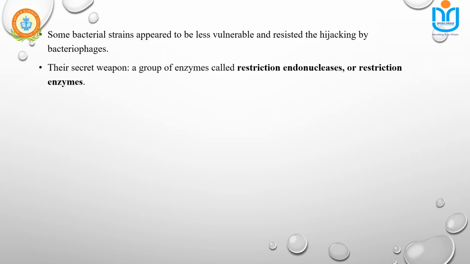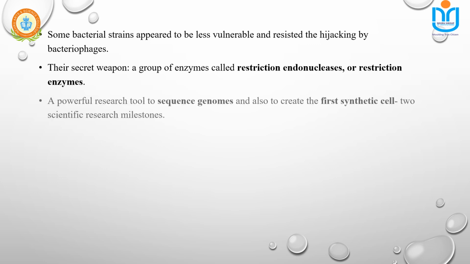When they had a deeper look into the self-defense mechanisms of these bacteriophage-resistant bacteria, it revealed that a group of enzymes called restriction endonucleases or restriction enzymes was used as their secret weapon. These enzymes later opened the path to a powerful research tool to sequence genomes and also to create the first synthetic cell. These were the two scientific research milestones in the 1950s.